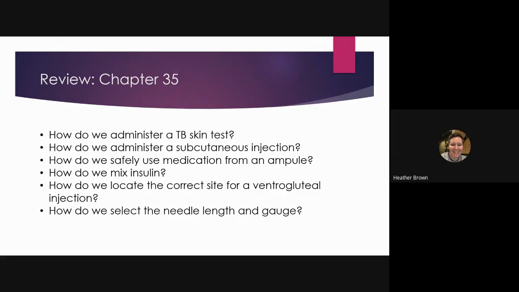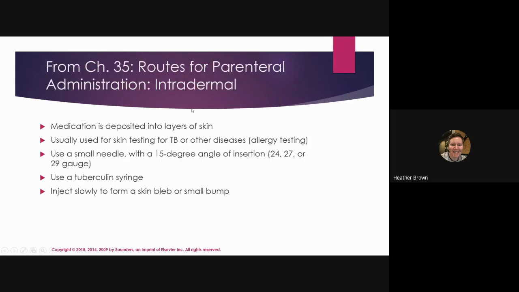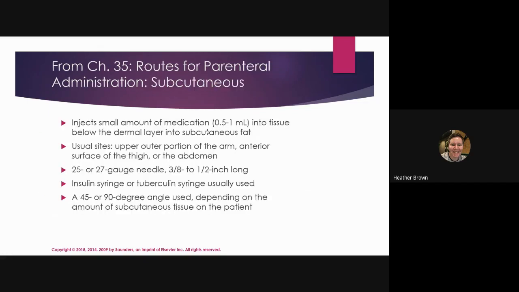All right, so I'm going to toggle back over. We're going to hit our next section of slides. So here we talked TB test. We talked that 15-degree angle, and that small bleb is needed. So we need to inject slowly for that bleb.